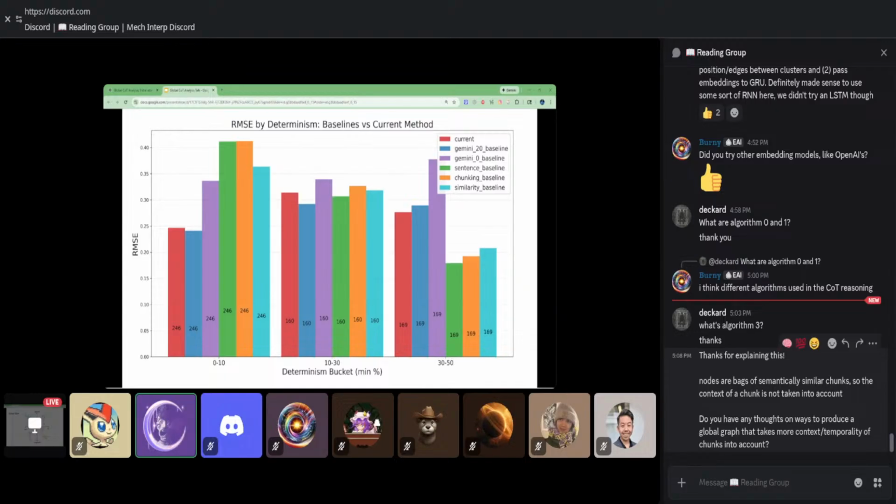Notes are bags meant to go with similar chunks, so the contents of a chunk is not taken into account. It takes in more context and temporality of chunks. So by temporality of chunks, you mean where a chunk might be in the particular graph, or where a chunk might be in a particular rollout.